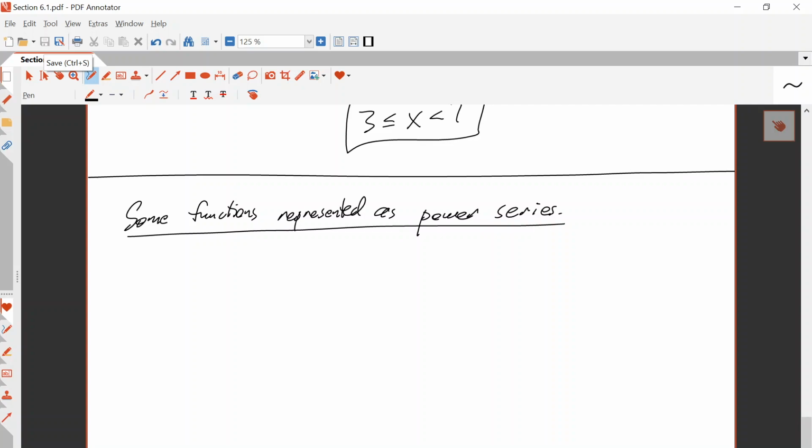This is what we'll get in section 6.3, that all these nice functions that we've been working with all along are representable as power series. So in some sense, every nice function is a polynomial. That's a pretty cool result. But so far, we already know one function represented as a power series.